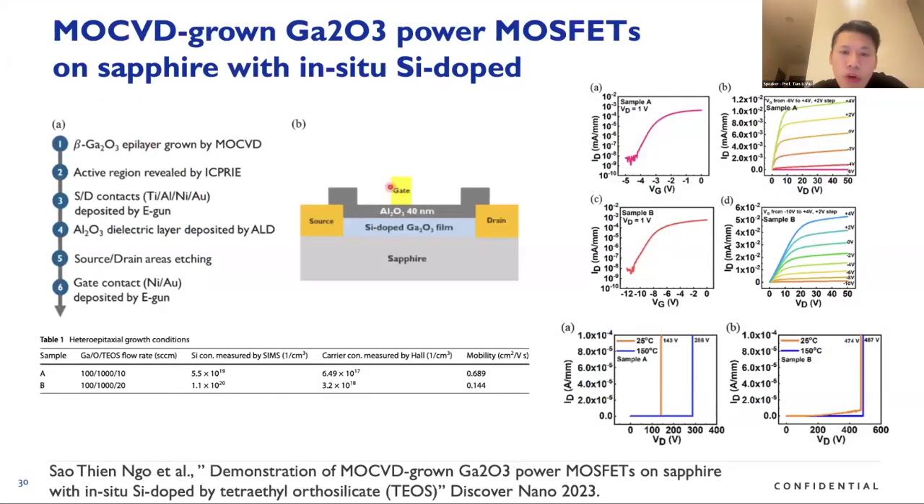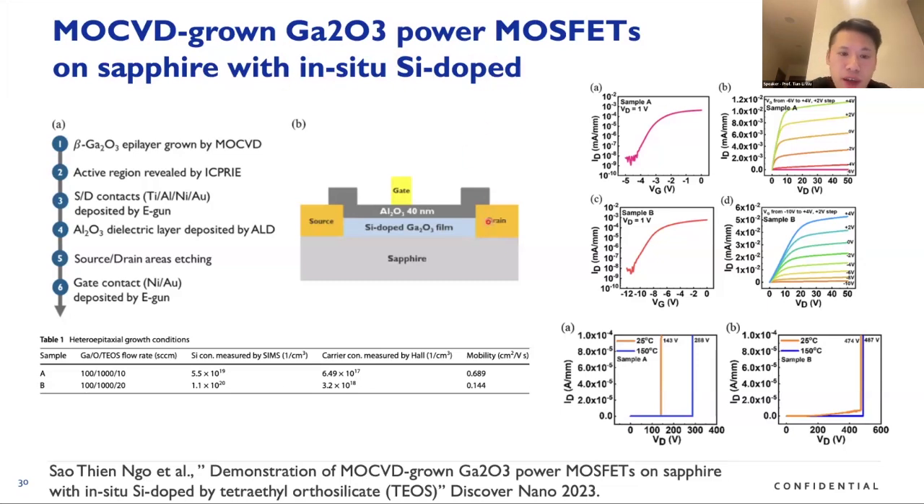And not only vertical gallium oxide on gallium oxide power devices, recently gallium oxide growing on a sapphire substrate has also attracted lots of attention, because this can highly reduce the cost and also avoid the epitaxy issue. This work was demonstrated by our group with Professor Hong's group, focusing on MOCVD grown gallium oxide power MOSFET on sapphire with in situ silicon doping.